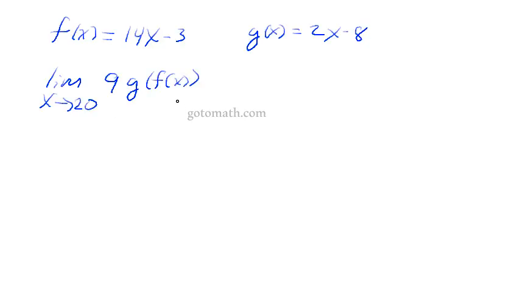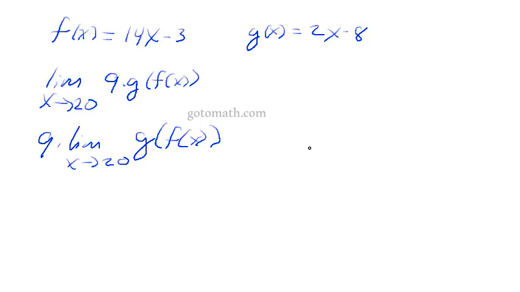Now, in this section, there was a theorem that we stated quite a few times about taking the limit of a composite function. But what we've got here is a scalar multiple. We have this 9, and what we can do with it is bring it over to the left and get it out of the way, leaving the limit as x approaches 20 of g composed of f of x.